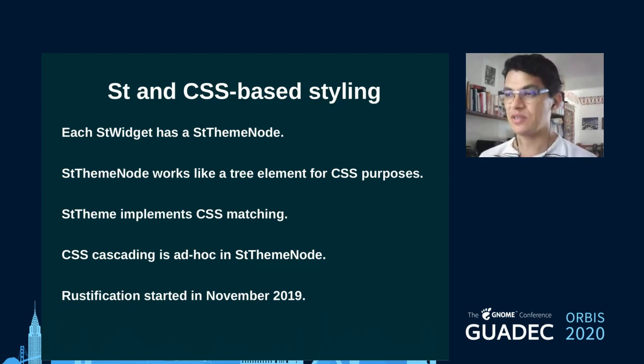ST-theme implements the CSS matching algorithm to see which nodes get selectors applied to them. And later, CSS cascading, which is about copying the parent's properties from parent to child. That happens in a very ad hoc fashion in ST-theme nodes. I started porting this to Rust in November of last year, and it's coming along pretty well.